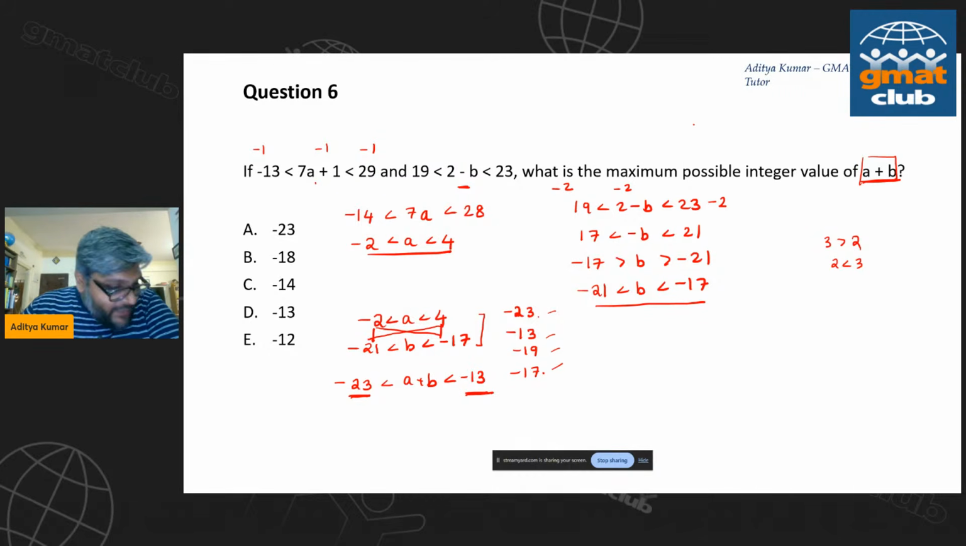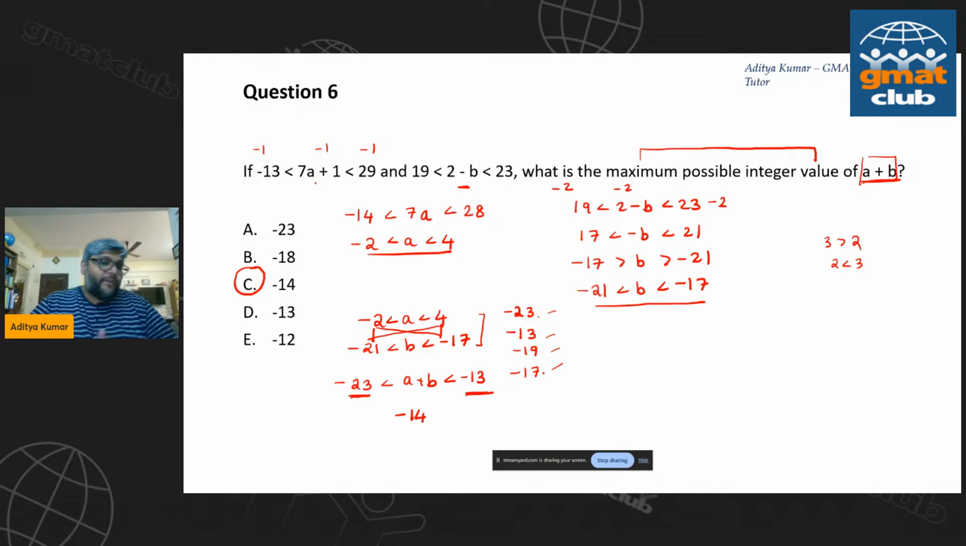And what is my question asking me? What is the maximum possible integer value of a plus b? If a plus b is going to lie between minus 23 and minus 13, non-inclusive of the two, what is the maximum possible integer value of a plus b? Minus 14. I need a value in between minus 23 and minus 13, which is the greatest. And that would be minus 14. C would be our answer.